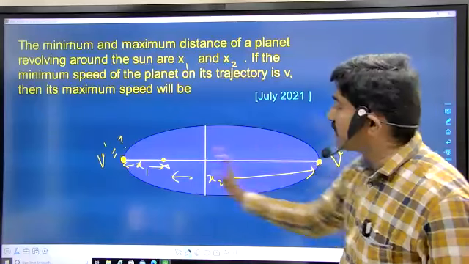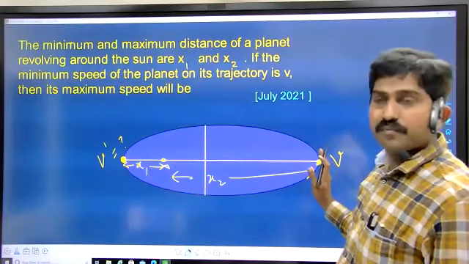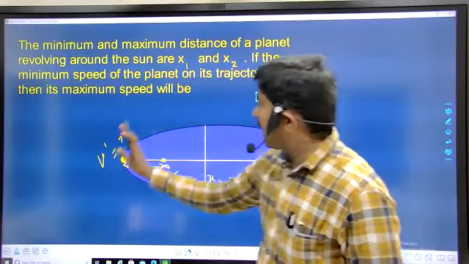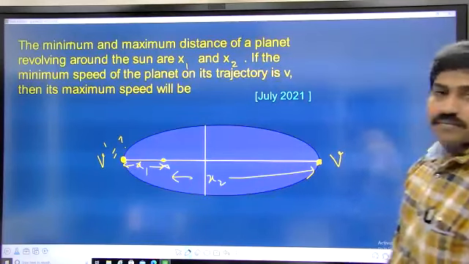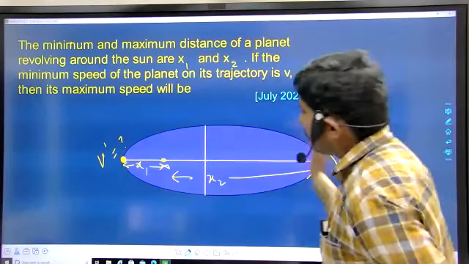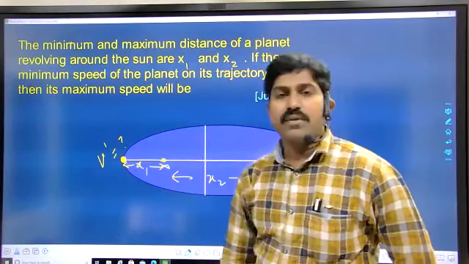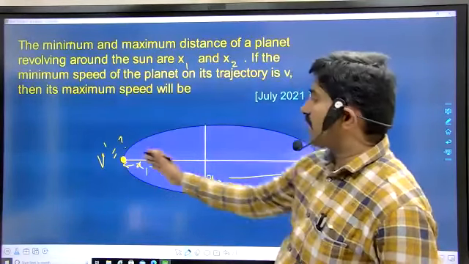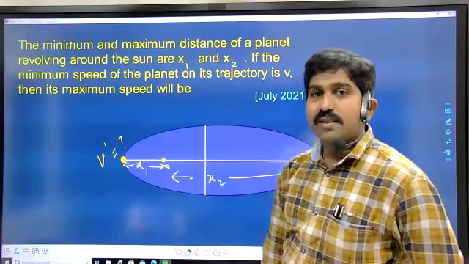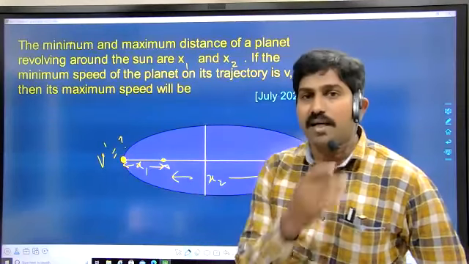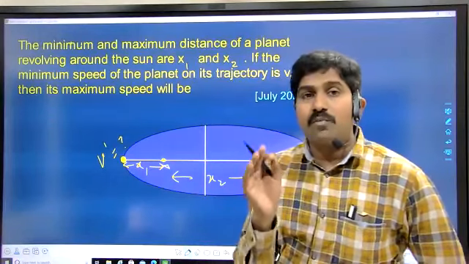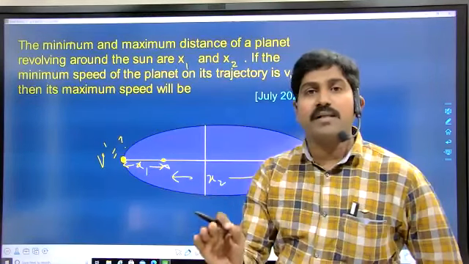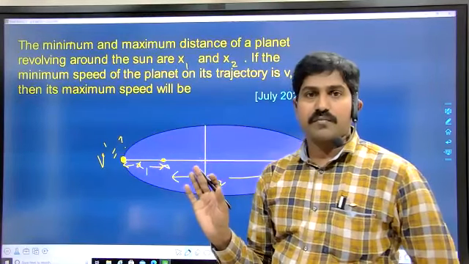That means where the distance is maximum, velocity will be minimum, and maximum velocity they are asking. While a planet is revolving around the sun, which factor remains constant? Because of gravitation between sun and planet only, it is revolving, na? Then which factor remains constant? I think all of you know that angular momentum of the planet always remains constant.